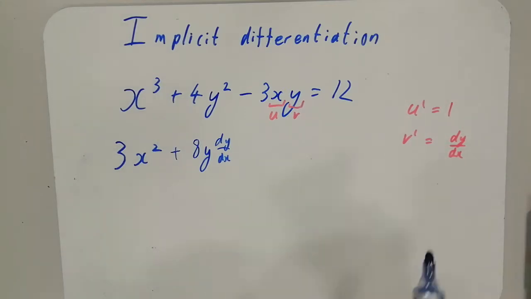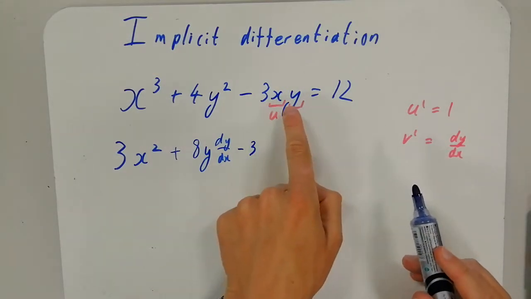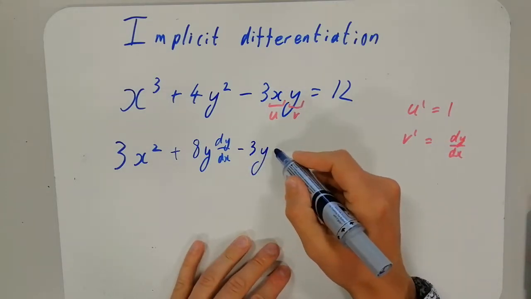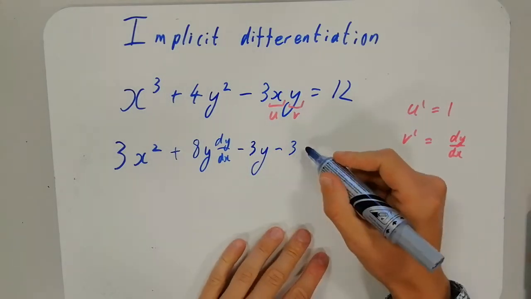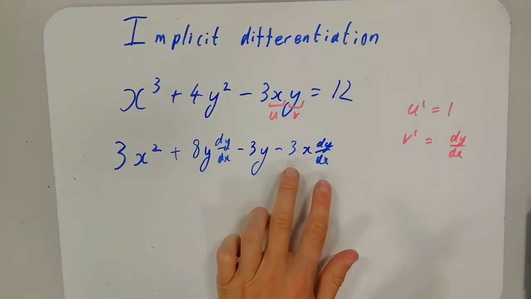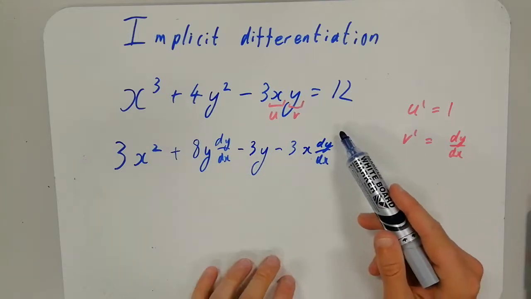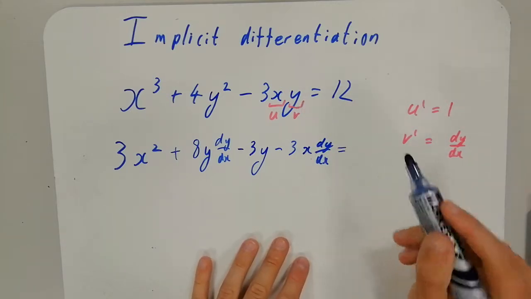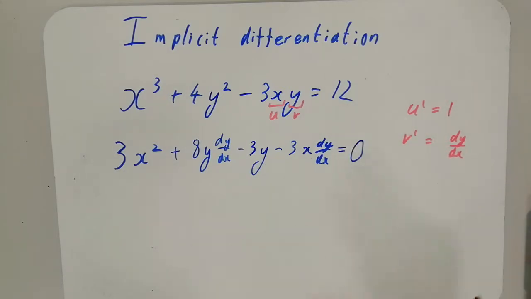And then I can just use the product rule. So minus 3 lots, because I've got 3 lots of my product rule, u dash v, minus 3 lots also of v dash u. Sometimes this catches people out because they expect the dy dx to be on the term with the y in it. However, remember that we get the dy dx by differentiating the y. And then finally, we're going to write the derivative of 12 equals 0.